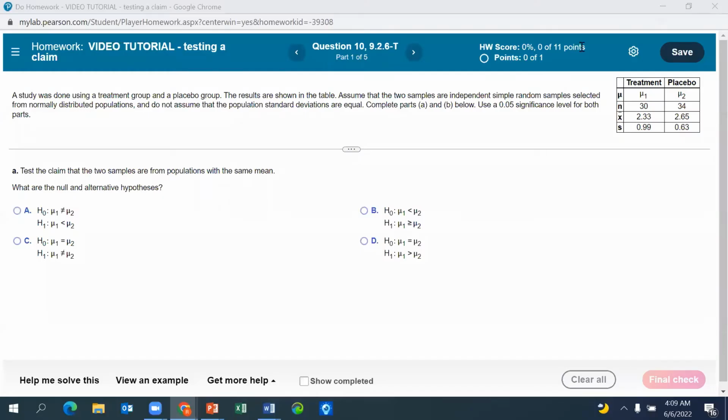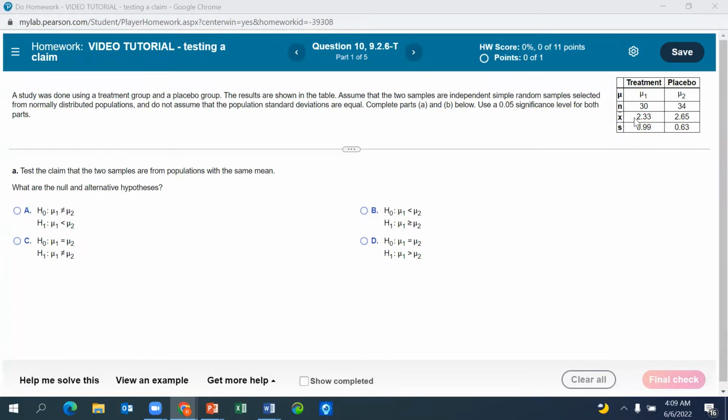Hello everybody and welcome to another video tutorial. Today we're going to be doing another hypothesis testing problem. So let's see, a study was done using a treatment group and a placebo group. The results are shown in the table.